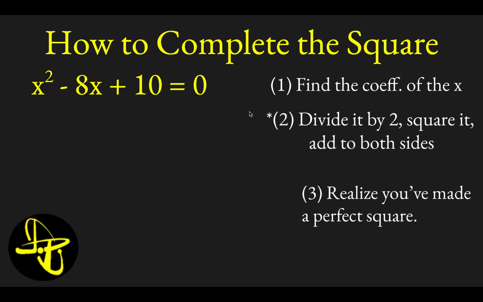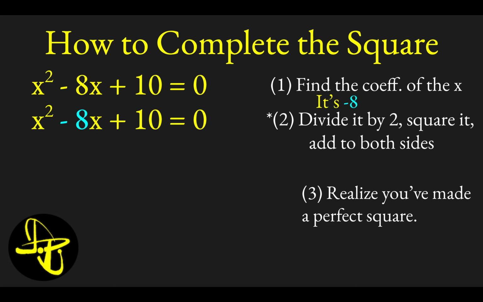So here's a little pattern that you want to follow. First, find the coefficient of the term that goes like x to the first, or just the coefficient of the x. You can see that the coefficient of x is -8 here. Then, and I guess this is the toughest part, whatever that coefficient is, you want to divide it by 2, square it, and add it to both sides.